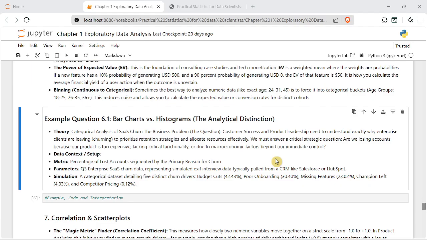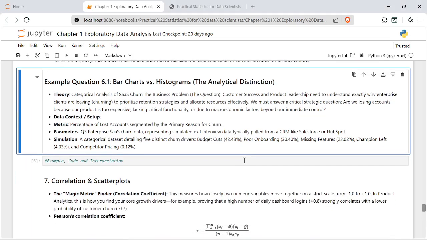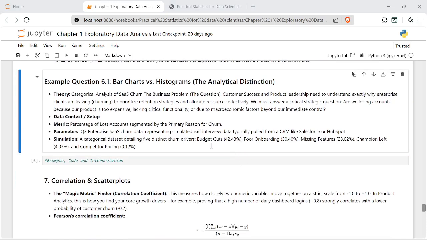Are we losing accounts because our product is too expensive, or because we are missing critical functionality, or is it simply due to macroeconomic factors completely beyond our control? So, the setup explaining our dataset. To figure this out, we are going to dive into our Q3 enterprise SaaS churn data.